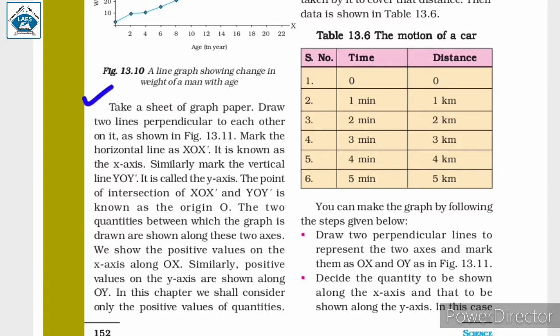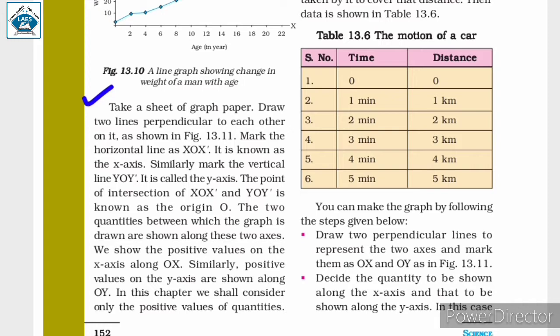Take a sheet of graph paper. Draw two lines perpendicular to each other on it as shown in figure 13.11. Mark the horizontal line as X, O, X dash. It is known as the x-axis. Similarly, mark the vertical line Y, O, Y dash. It is called the y-axis. The point of intersection of X, O, X dash and Y, O, Y dash is known as the origin.